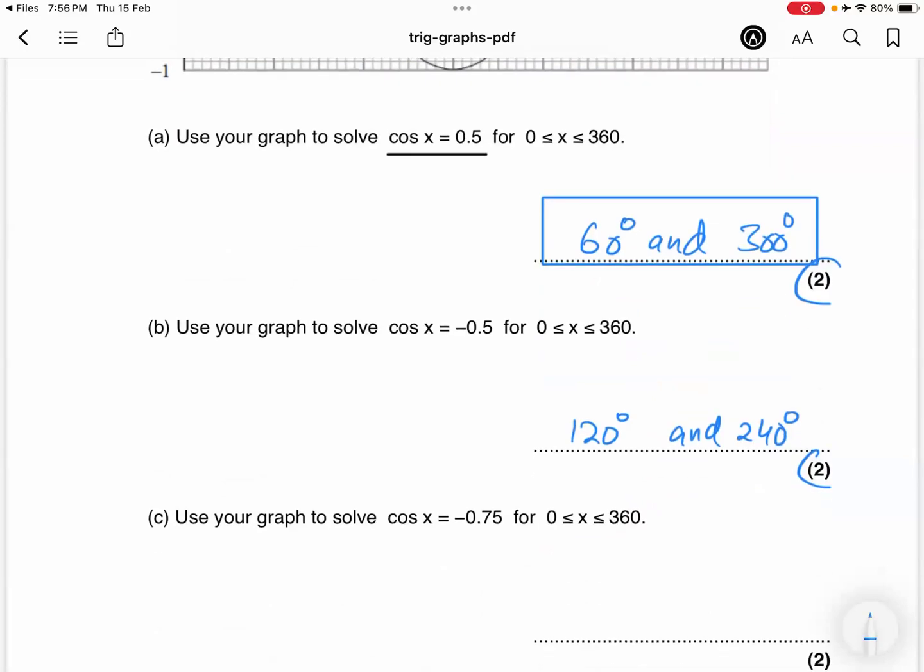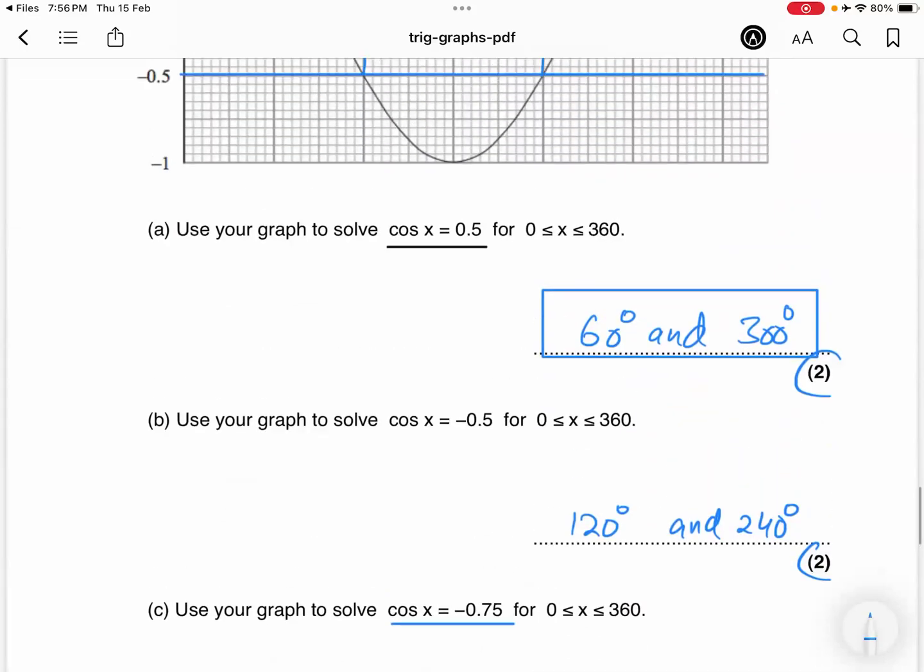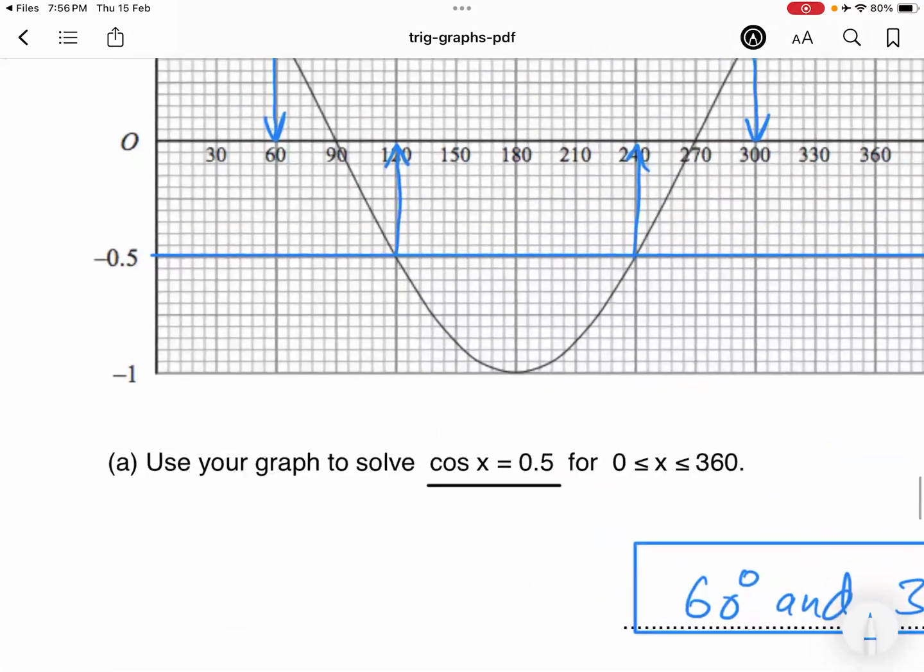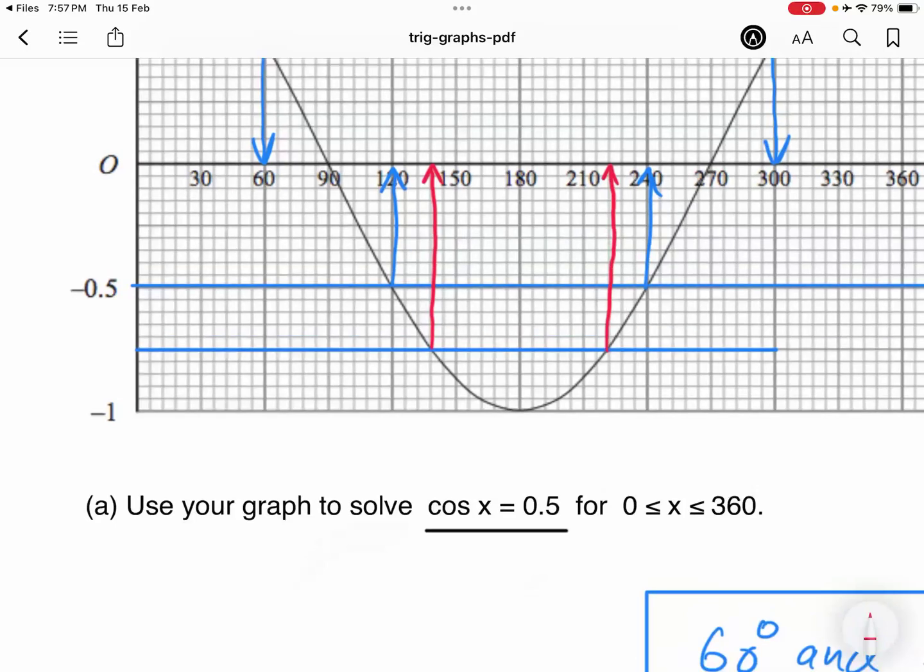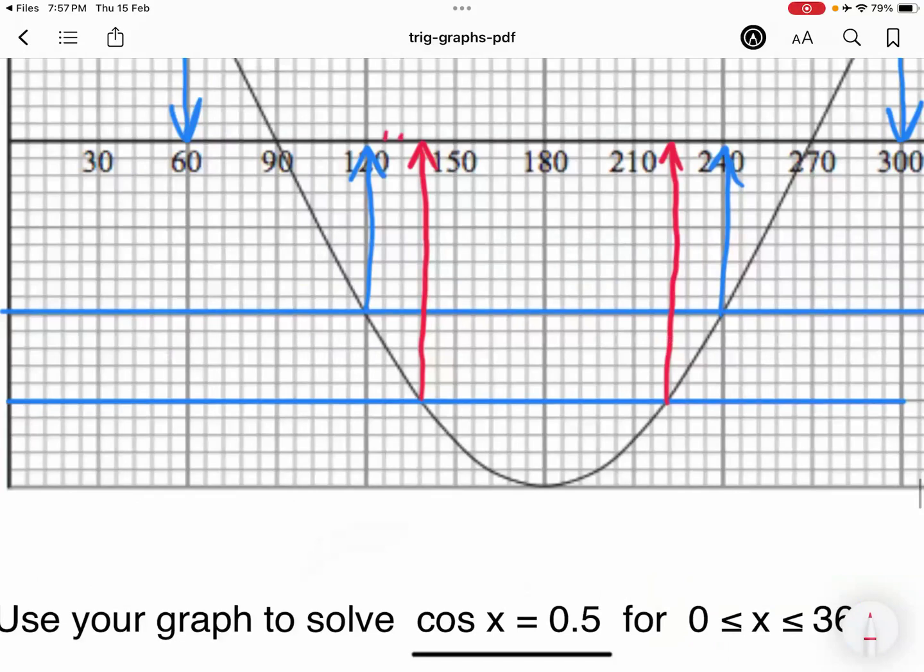Use your graph to find out cos x is equal to negative 0.75. But negative 0.75 will be in this position. So this is my answer, and this is my answer too. Here 120, 125, 130 is the answer, if I'm not wrong, because every five boxes have six values.